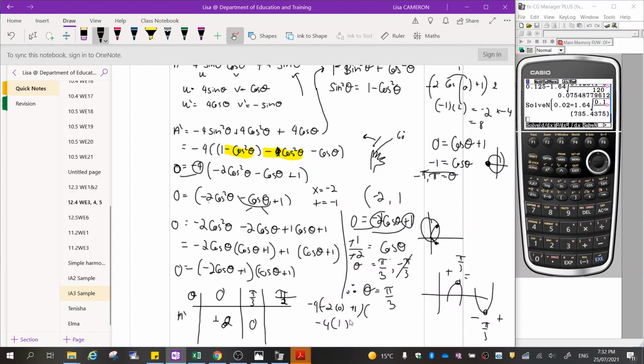Okay, so that's that. Now the next one, cos of 90 degrees is 0 plus 1, making that a 1, giving me negative 4 for my gradient there, meaning therefore true, as the gradient looks like this. Wee, max. Okay, there we go. Got there in the end.